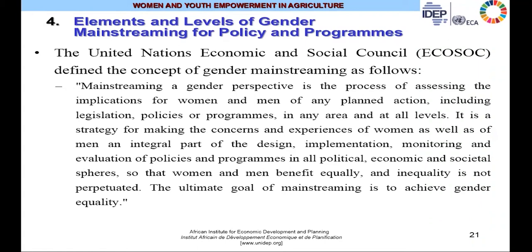If Africa wants to ensure that a significant proportion of its population, almost 50% of its population being women, and importantly for the agricultural sector, there must be gender mainstreaming. What is gender mainstreaming? Mainstreaming a gender perspective is the process of assessing the implications for women and men of any planned action, including legislation, policies, or programs in any area and at all levels. It is a strategy for making the concerns and experiences of women as well as of men an integral part of the design, implementation, monitoring, and evaluation of policies and programs in all political, economic, and societal affairs so that women and men benefit equally and inequality is not perpetuated.